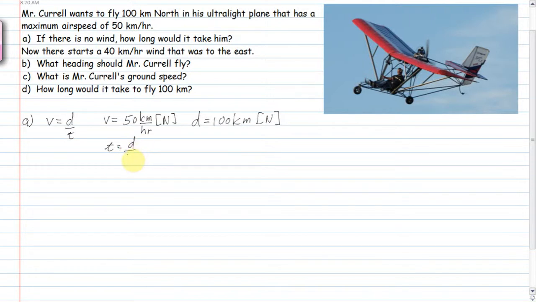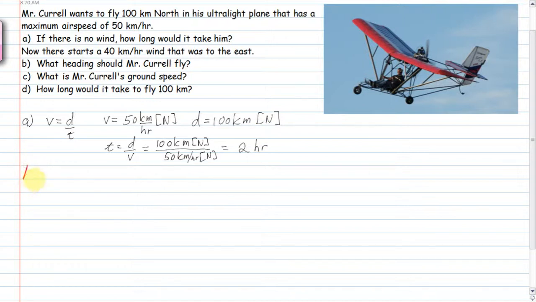Time is distance over velocity, displacement over velocity. It's an easy question, but I'm just going to go through it. And the velocity is 50 kilometers per hour north. And what we end up with is just 2 hours. The units will cancel out, the directions cancel out. That's how we have to do it. Okay, but we'll use that as a comparison.